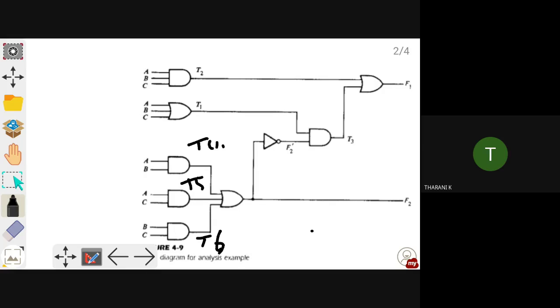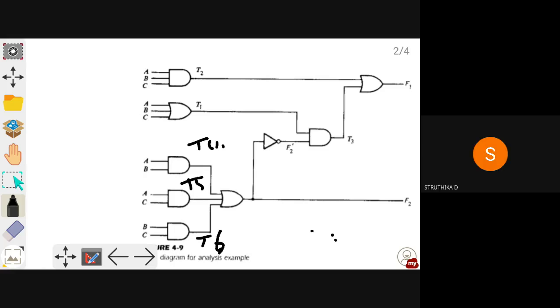Mark one output variable for each gate, and write the Boolean function for each variable. Write the Boolean function for each logic gate. Then from that, proceed step by step forward. As you proceed, you will be obtaining the Boolean function F1 and F2. So this is the method for any combinational circuit. Is it clear or not how to obtain a Boolean function for any combinational circuit?